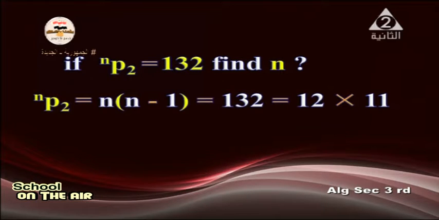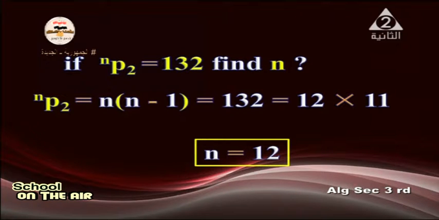Or nP2 we can write as n multiplied by n minus 1 equals 132. We factorize 132 into two numbers, 12 times 11. Then n equals 12.